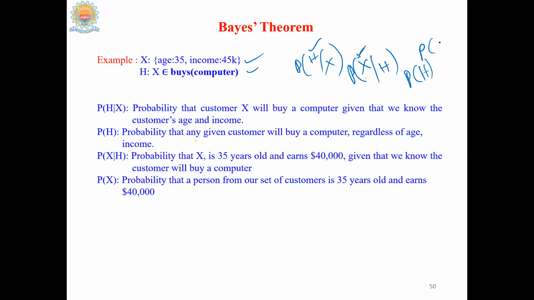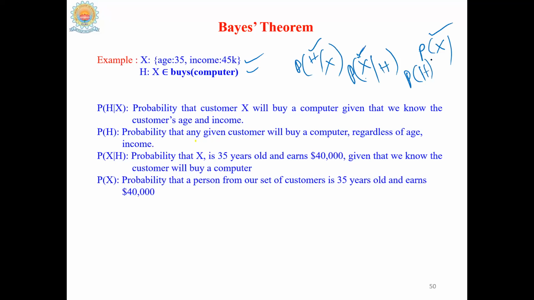Coming to P of X, it is independent of the class. That means the probability that a person from the set of customers is having the age 25 and having the salary of 45,000. So these are the terminologies we are having in Bayes theorem.